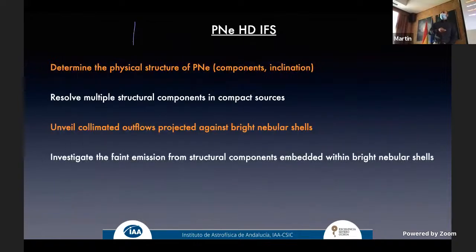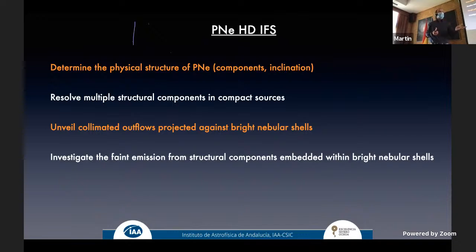And just to conclude, some very basic ideas: high dispersion integral field spectroscopic observations of planetary nebulae help us a lot to determine the physical structure of the PN, to see the different components and the inclination of the system. This is particularly interesting in the case of compact PN, where different components are merged because we don't have the spatial resolution, but the spatial and velocity resolution are going to help us to distinguish these different components. It could also be used to see outflows that are projected against very bright nebular shells.